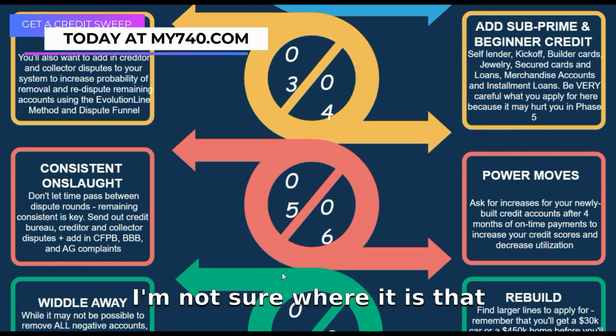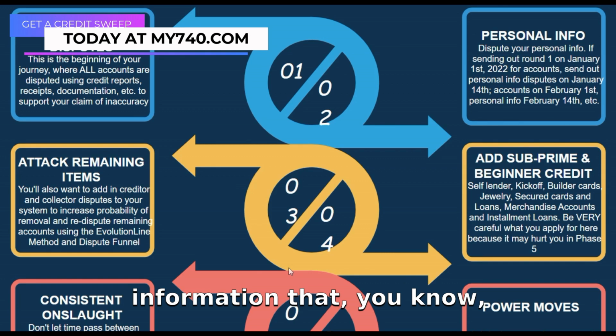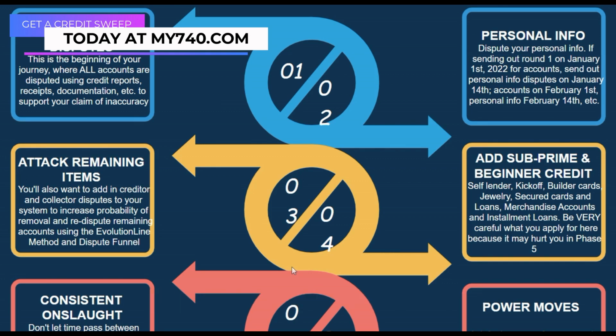I'm not sure where it is that consumers get the information that all of these negatives come off all at the same time and your score is just automatically going to increase, and you're also going to get a pay raise just by getting new credit. It doesn't work like that.